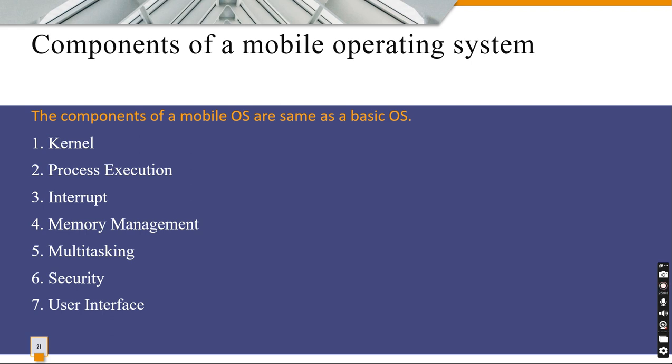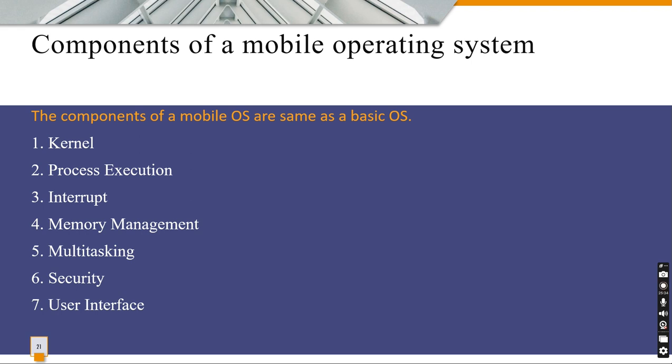Without an OS we can't do anything. Same here, without components we can't do anything. Like your memory is the most important part, then security, interrupts, and processing exceptions. These are main small things, but their work is very powerful. So first we discuss the components of mobile systems.